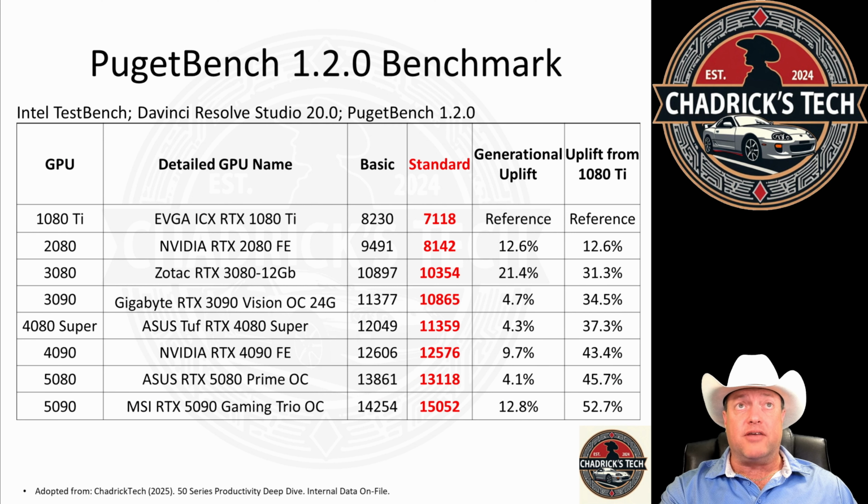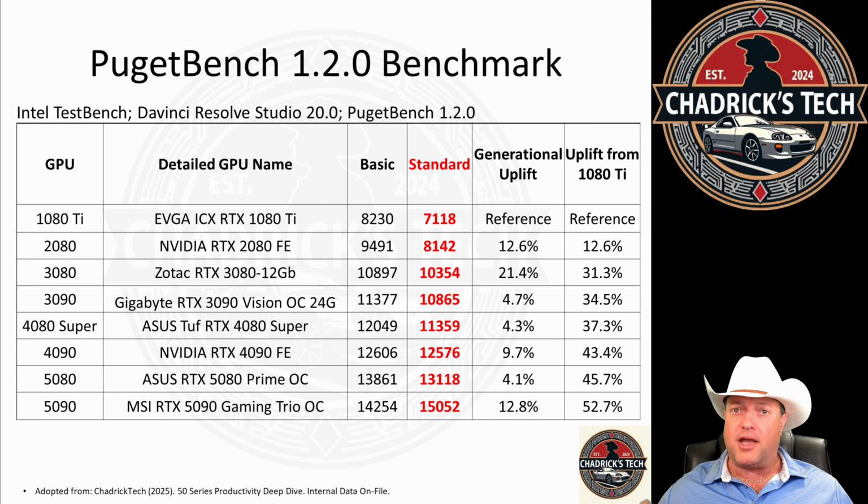Let's look at more productivity-based results with the Puget Bench 1.2.0 benchmark. Again, the details of each GPU that I used are in the second column. We're focusing on the standard score, that is the DaVinci Resolve Studio score. If you have the paid version, to maximize the benefits within the software and the GPU you're using, you can see a usual generational uplift as you flow through the standard score.